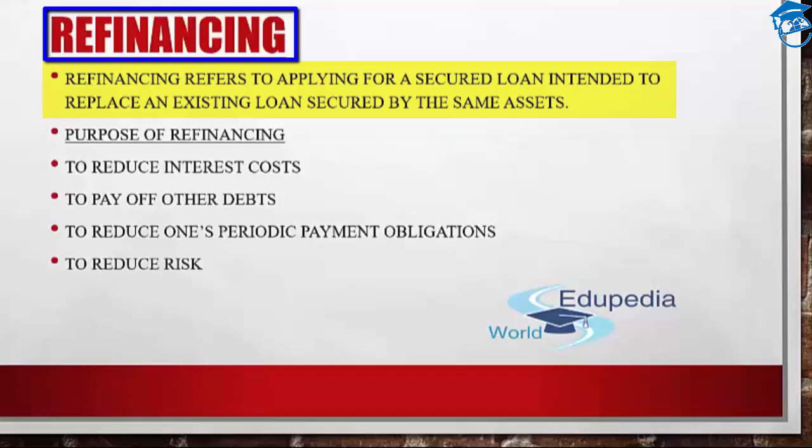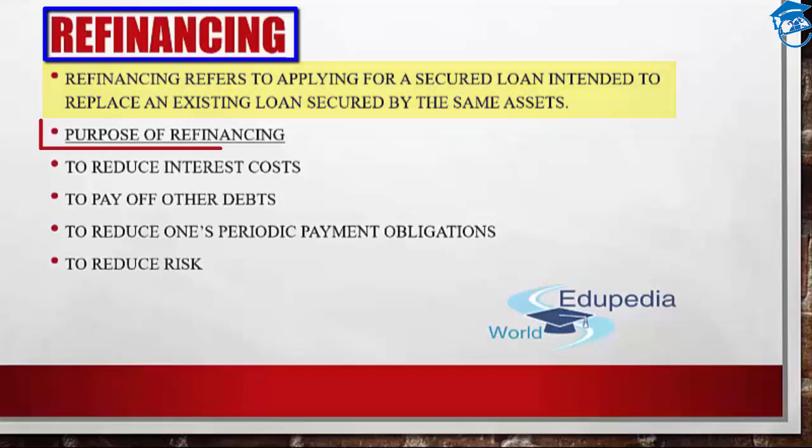100 crores for a floating rate of interest, now 100 crores for a fixed rate of interest. So what you basically did over here is replace your existing loan with the same amount of loan. No change in that. The only change will be your rate of interest. In my example, this is classified into the category of refinancing, wherein you apply for a secured loan intending to replace an existing loan which is already secured by the same amount of assets.